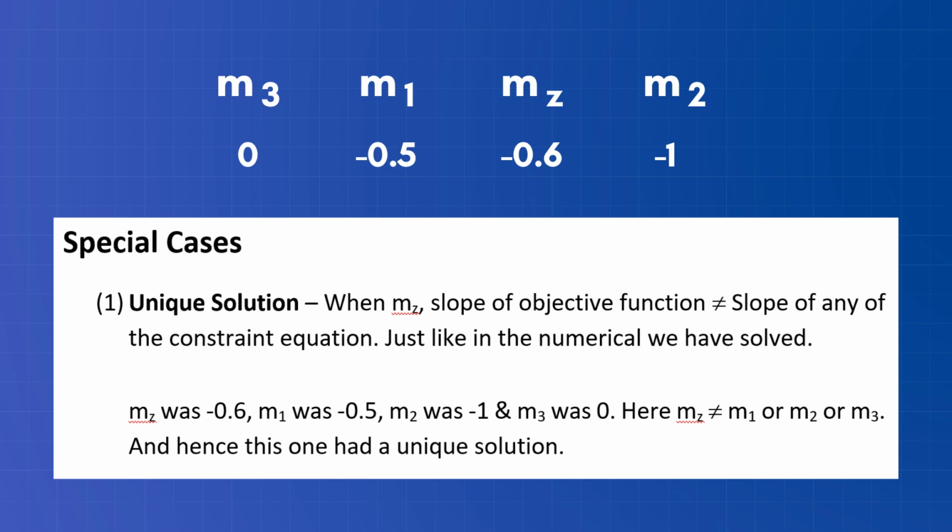First is a unique solution. When the slope of objective function is not equal to slope of any of the constraint equations, just like in the numerical we have solved, where slope of the objective function was minus 0.6, slope of first line was minus 0.5, for second and third line was minus 1 and 0. Here, the slope of objective function was not equivalent to the slope of first, second or third line, and hence this one had a unique solution.